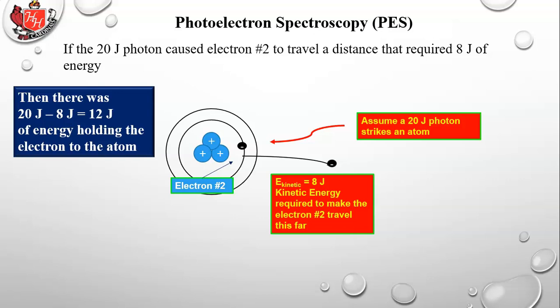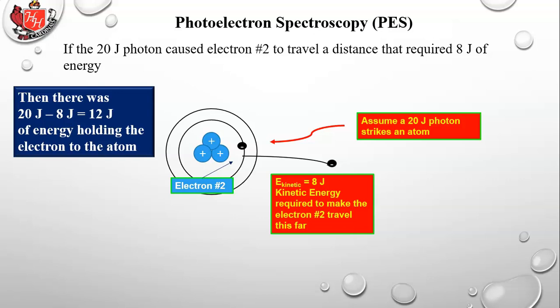We discussed in an earlier lesson why those inside core electrons require more energy to pull them away. They're more tightly held to the nucleus. There's less shielding. We talked about that before. So again, follow the logic here. You put a little packet of energy into that electron that's worth 20 joules. The electron then flies a distance that requires 8 joules. So that's a difference of 12.